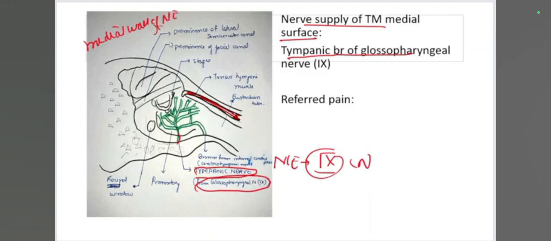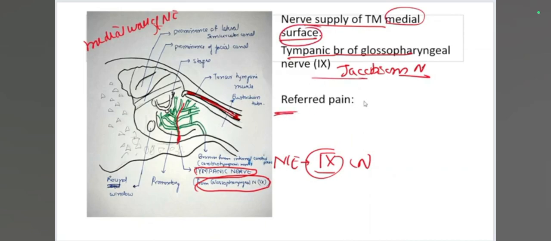It is quite complicated. Let us not go into this now, but for you to remember the nerve supply of the medial surface: this is a tympanic branch of the glossopharyngeal nerve. So this forms the tympanic plexus. This is also called Jacobson's nerve, right? So this supplies the medial surface of the tympanic membrane.